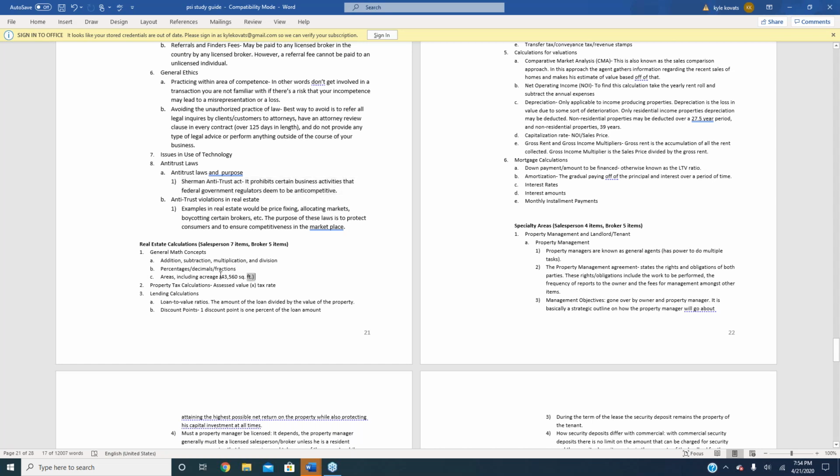As far as these math numbers, this is the number to know. They might ask you how many square feet happen to be in an acre. It's 43,560. Just remember 43,560 square feet in an acre.